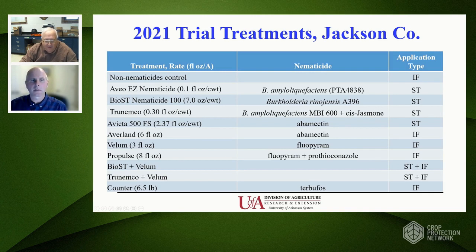The Averland, a lot of the biological seed treatments, the chemicals here, abamectin on the seed and in furrow, and then several of the Velum treatments, similar rates all the way through here. Again, these 2 rates with Velum and Propulse would have the same amount of fluopyram. You have the additive with the prothioconazole, and then some of the different combinations that we thought may be working downstream with some of the farmers. What would be the best thing we could do for these non-fumigants? And then for us, the standard would be Counter.